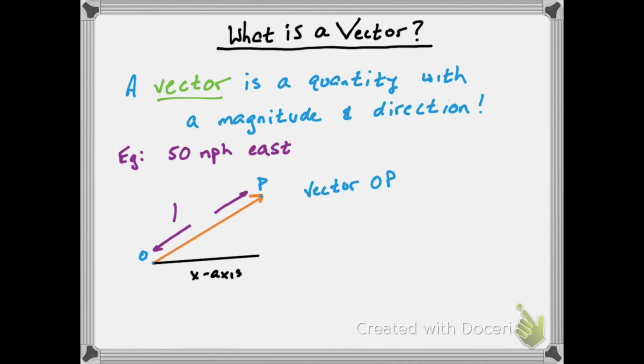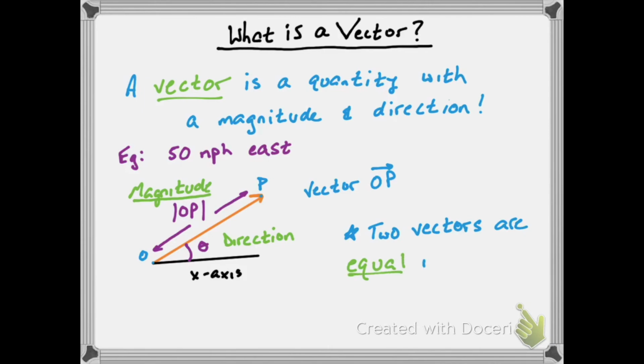The length of the vector, or the distance from O to P, we call the magnitude, and the notation looks a lot like absolute values. The angle our vector makes with the positive x-axis is called the direction. Finally, we say two vectors are equal if they have both the same magnitude and the same direction.